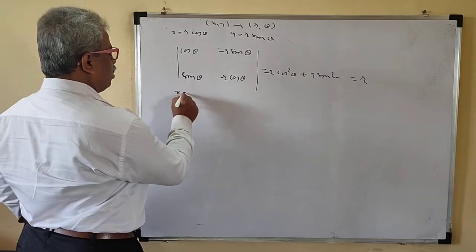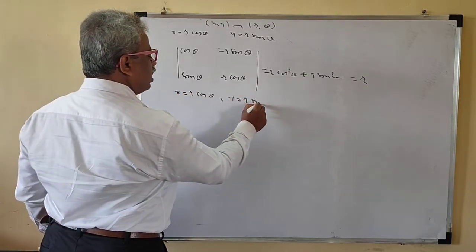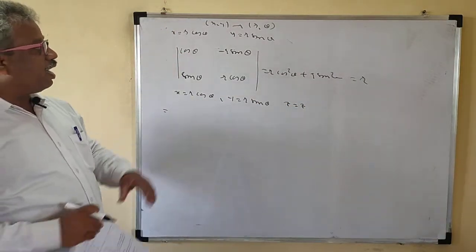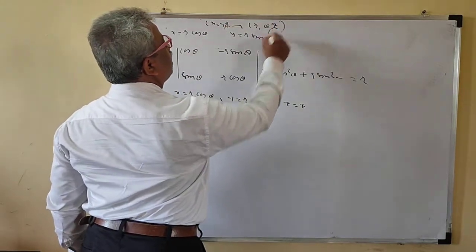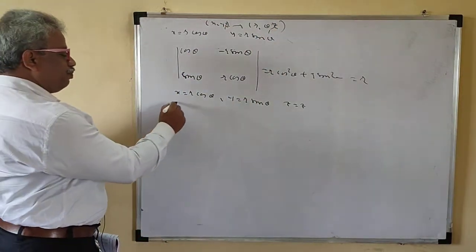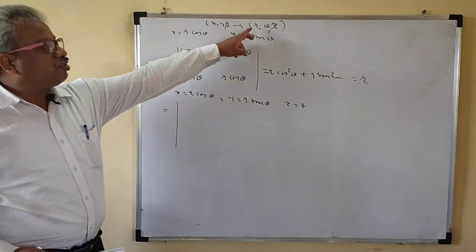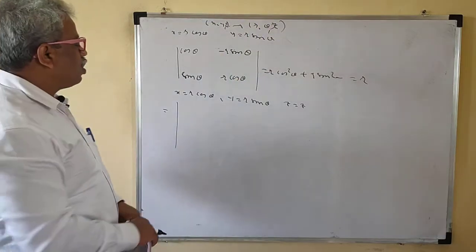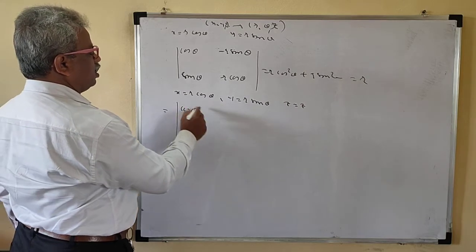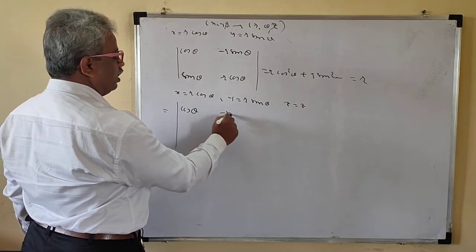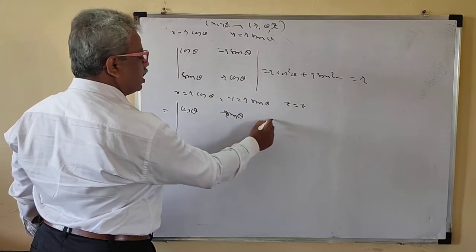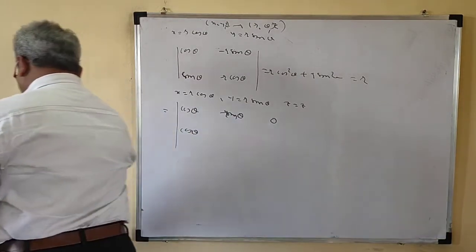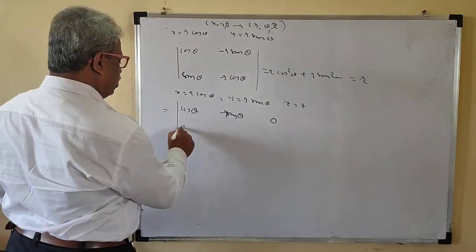So suppose you have x is equal to r cos theta, y is equal to r sin theta, and z is equal to z. That means your x, y, z are transformed to r, theta, z. So what you have to do is differentiate x with respect to r, with respect to theta, and with respect to z. Differentiating x with respect to r gives cos theta, with respect to theta gives minus r sin theta, and with respect to z gives 0. Then for y, with respect to r this is sin theta.